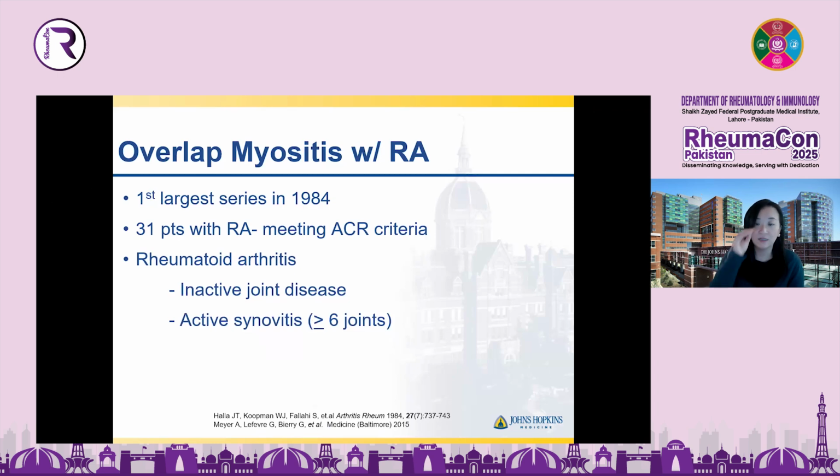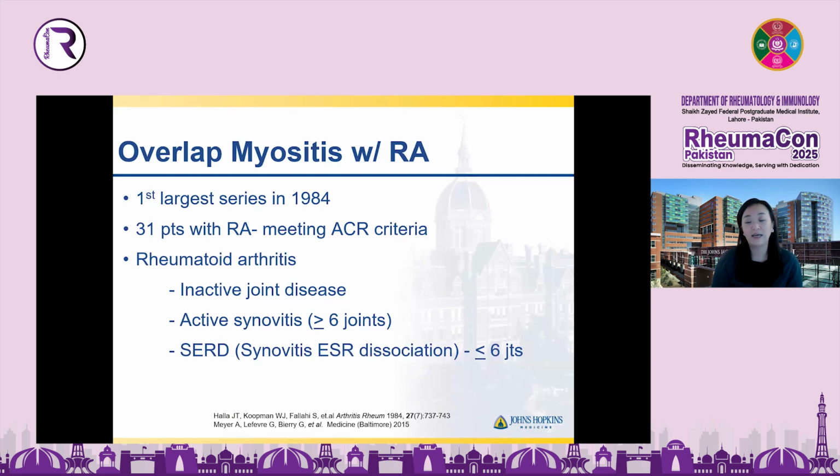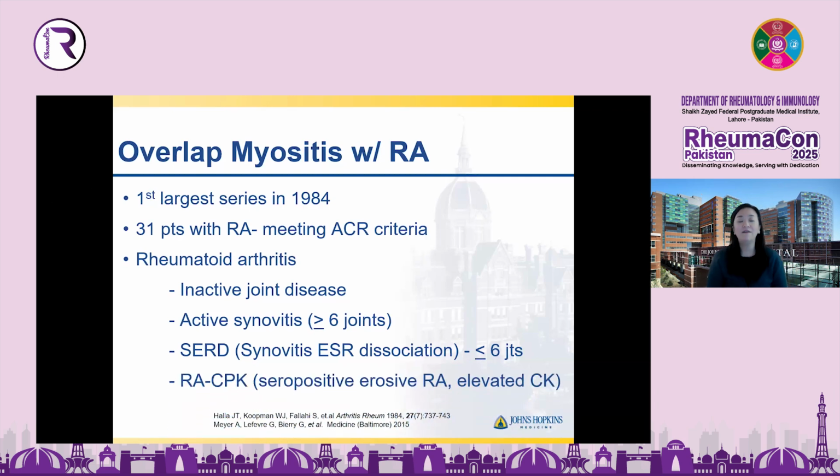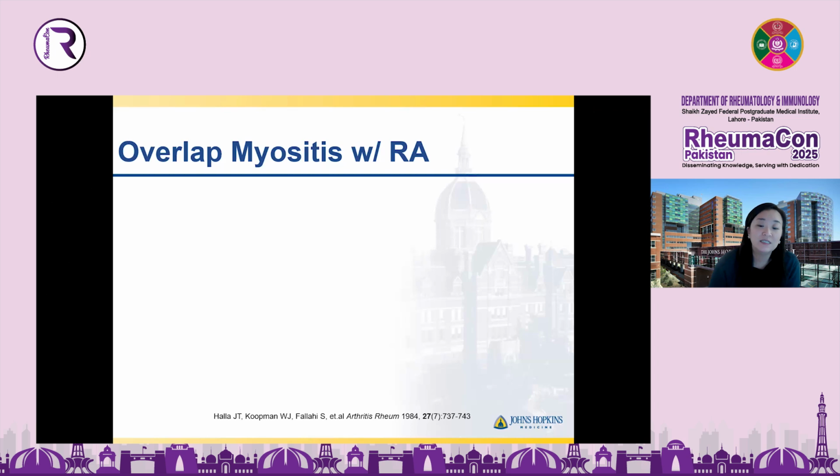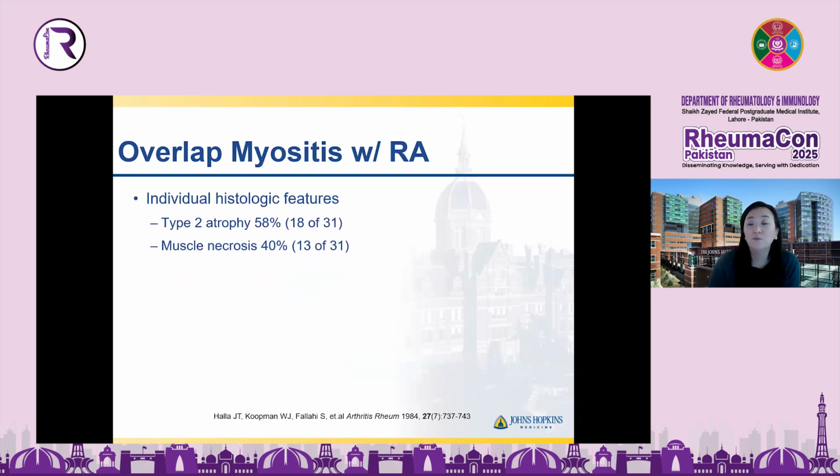So the classic clinical phenotype of the patients who had RA was that they had active synovitis, but they had a synovitis-ESR dissociation, meaning they had few involved joints but a high ESR. And then RA-CPK, meaning if they had high CK, it seemed like they actually had seropositive erosive RA. But as you can see here, this is an old study, but it is hinting to some other disease states, which I will go into, that you can probably see with myositis and RA.